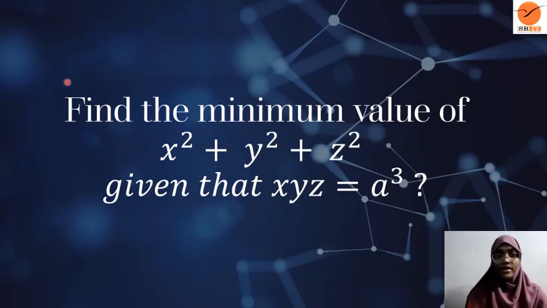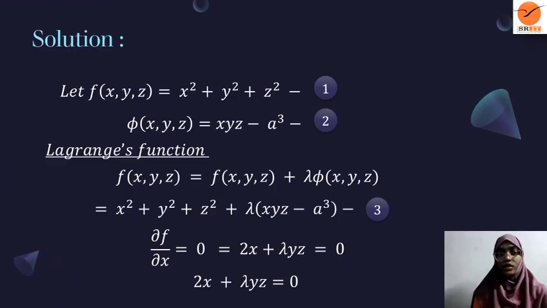So now let us see this minimum value related problem. The question is: find the minimum value of x square plus y square plus z square given that xyz equals a cube. We have to find the minimum value of this expression. Now let us see the solution of the question.